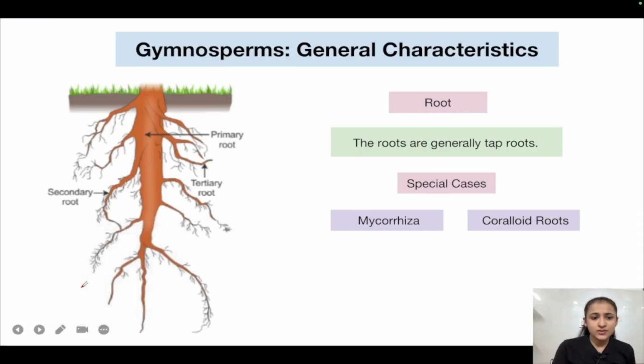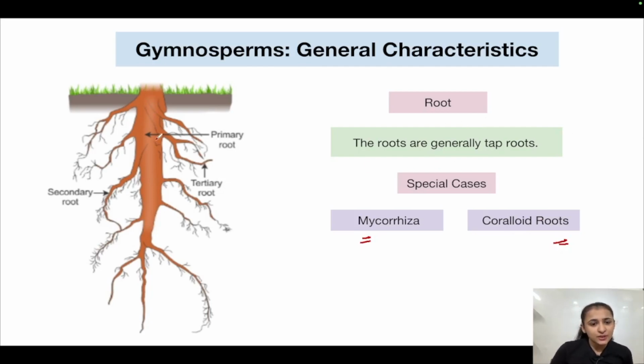Let's talk about the roots of gymnosperms now. What do they look like? Are they fibrous or are they tap roots? The roots of gymnosperms are generally tap roots. There are some special cases though. These are mycorrhiza and coralloid roots. We will cover these soon, but let us look at what the tap roots look like.